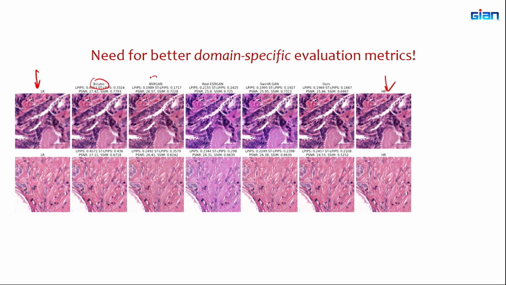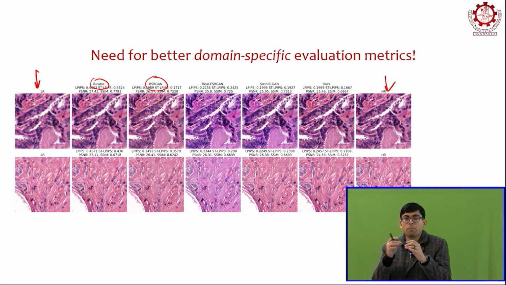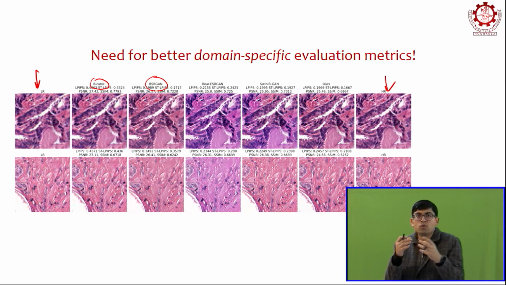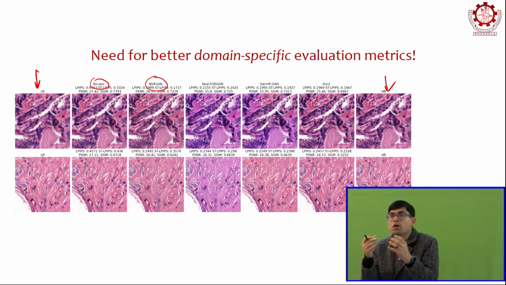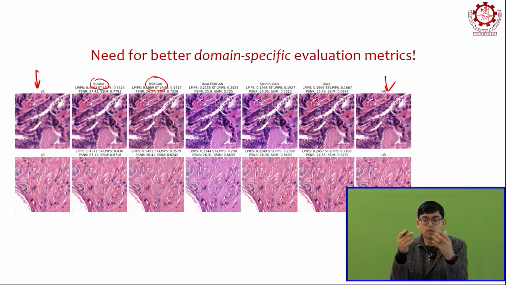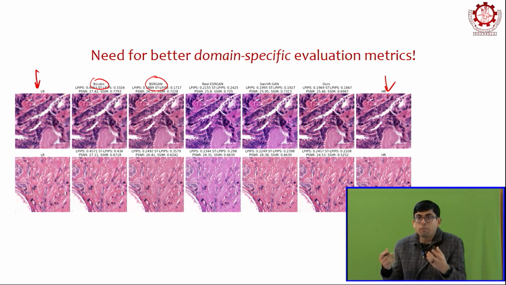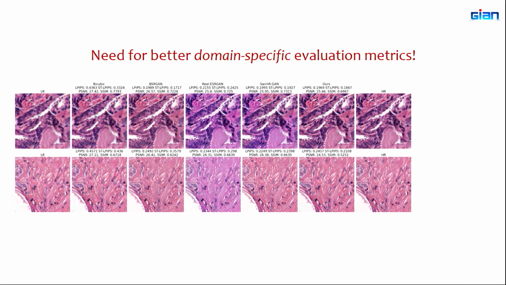So bicubic interpolation is a very easy method. You basically take pixels and you interpolate the values, you take an average of pixels or something like that. So it's a very simple method. And you clearly see from a visual perspective, the bicubic interpolated image looks worse than our image, the image that we have super resolved.